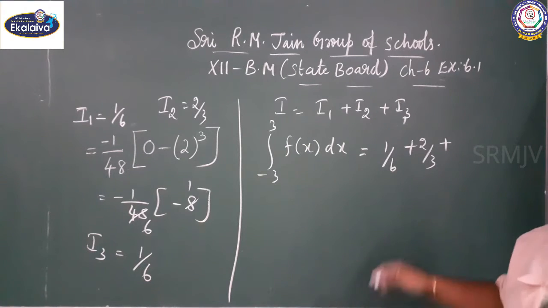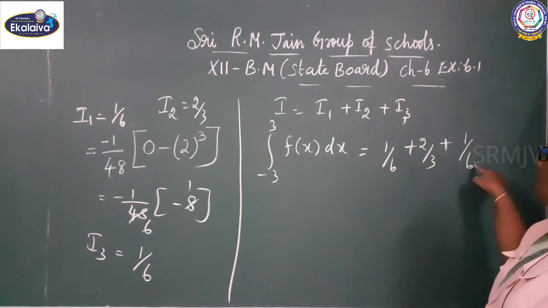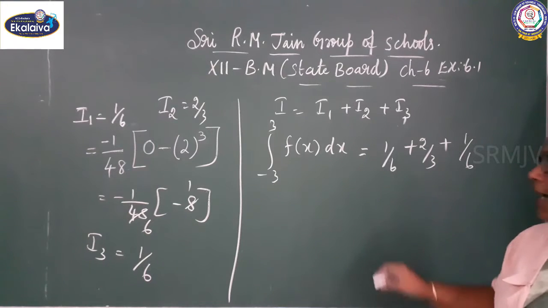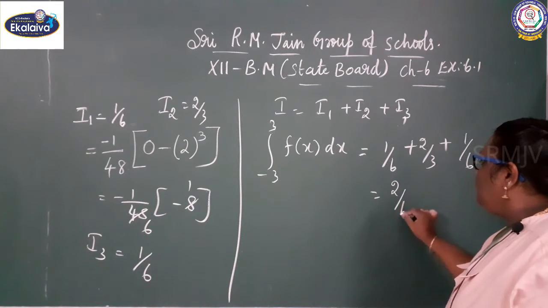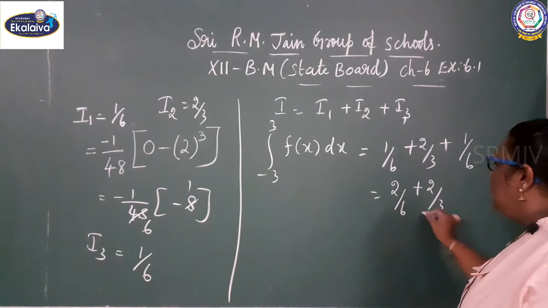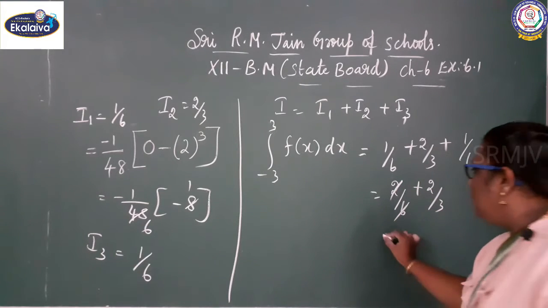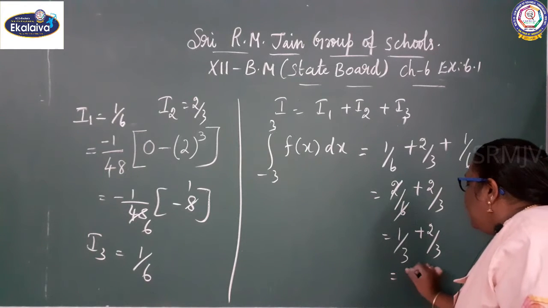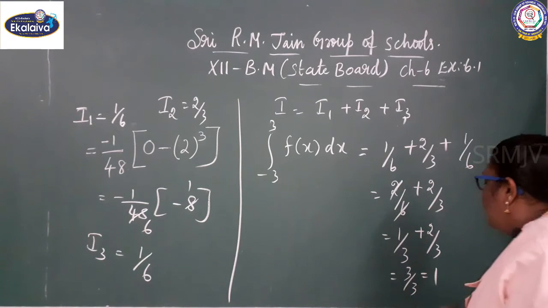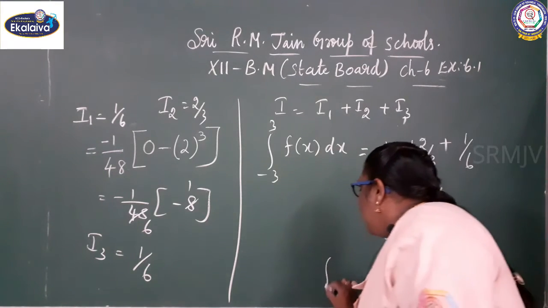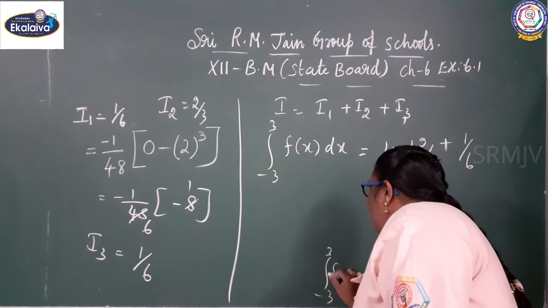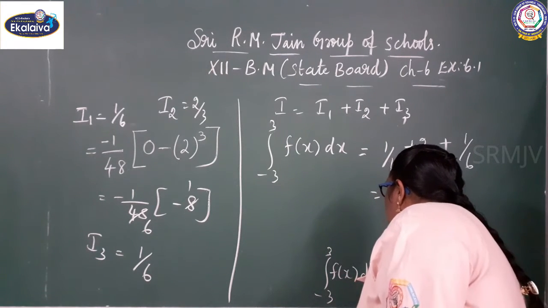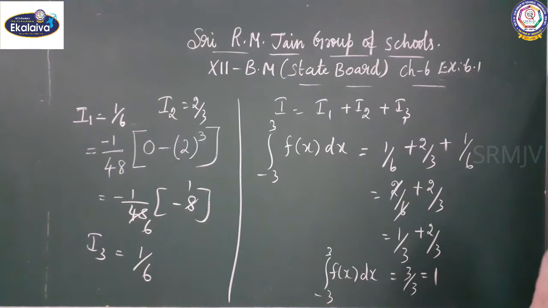I3 is 1 by 6. So the bases are same, 6 and 6, so you can add it. 2 by 6 plus 2 by 3, 1 by 3 plus 2 by 3, 3 by 3, the value is equal to 1. Integral minus 3 to 3 f of x dx equal to 1. Hence verified because it is a probability density function.